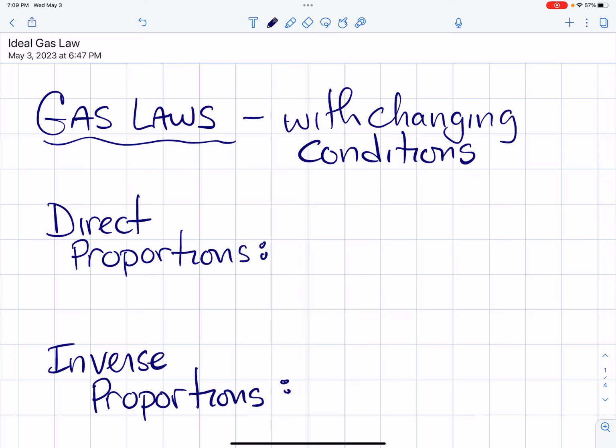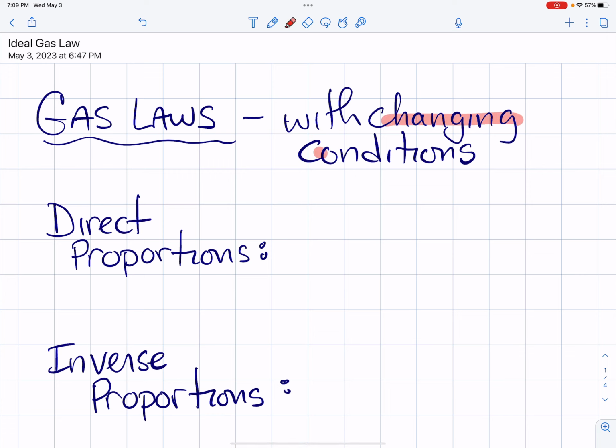All right, in today's video, our goal is to discuss the ideal gas law and do some example problems with it. But before we jump to the ideal gas law, let's quickly review some other gas laws that we've already studied. The other gas laws are used when you have changing conditions.